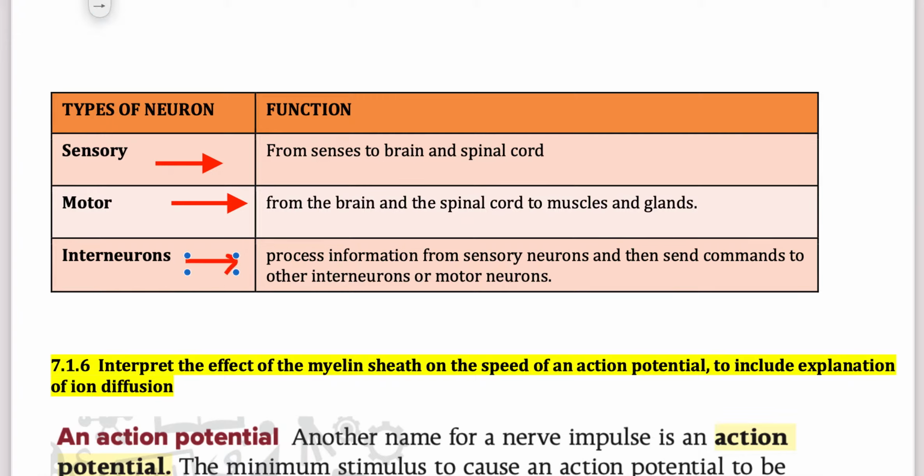Remember that, boys and girls, sensory and motor neurons are present in the PNS, the peripheral nervous system, which we will talk about soon, and the interneurons are present in the CNS. So this is a very important concept.